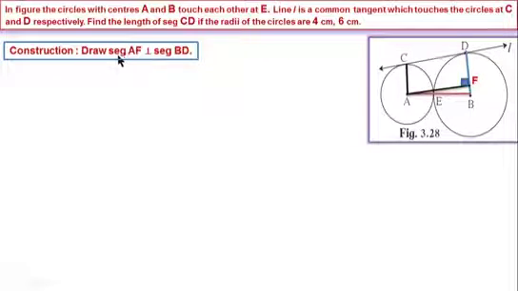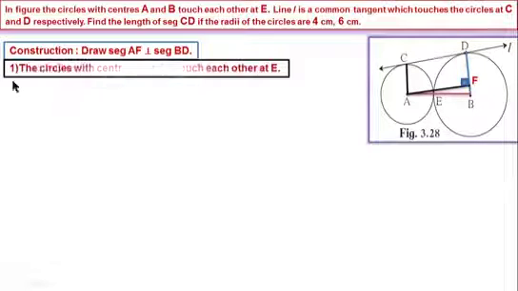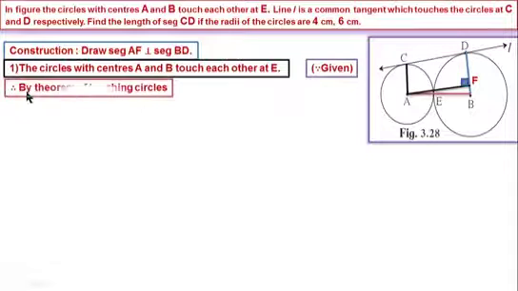Construction: draw segment AF perpendicular to segment BD. This segment AF is perpendicular to segment BD. This is our construction. First, the circles with centers A and B touch each other at E. This is the point of touching, that is given by the theorem of touching circles.